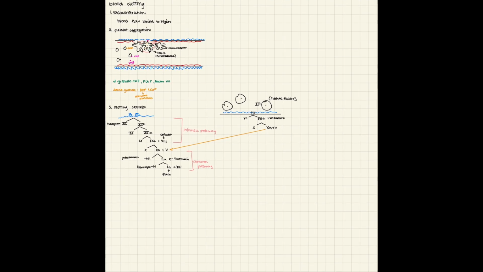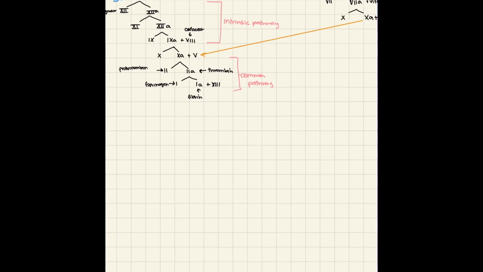So if we have a deficiency in vitamin K or we're blocking the recycling of vitamin K, we're going to be blocking the use of factor 7. The other thing that's important is breaking down fibrin. So when we break down fibrin, a couple things happen.